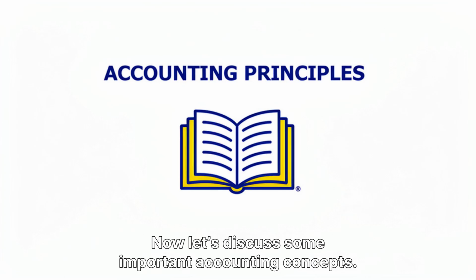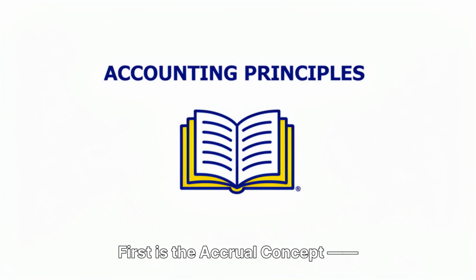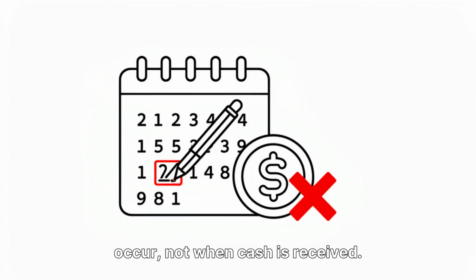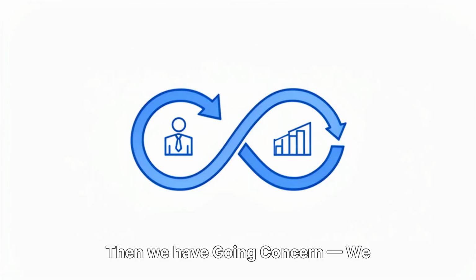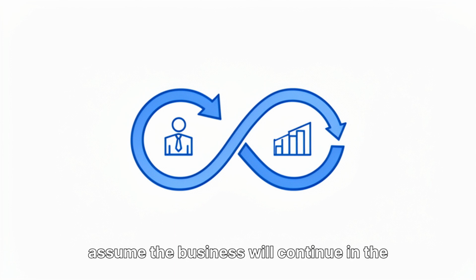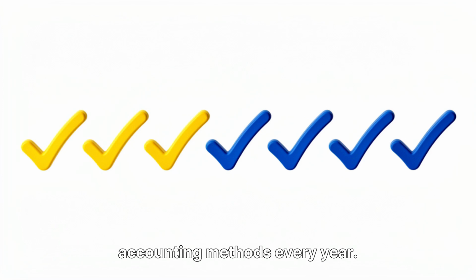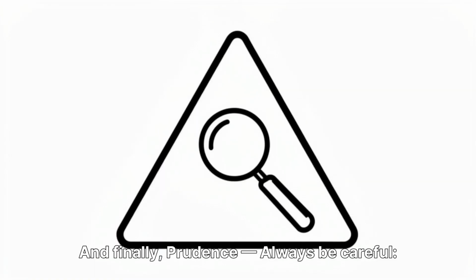Now let's discuss some important accounting concepts. First is the accrual concept. We record income and expenses when they occur, not when cash is received. Then we have going concern. We assume the business will continue in the future. Next is consistency. Use the same accounting methods every year. And finally, prudence. Always be careful.